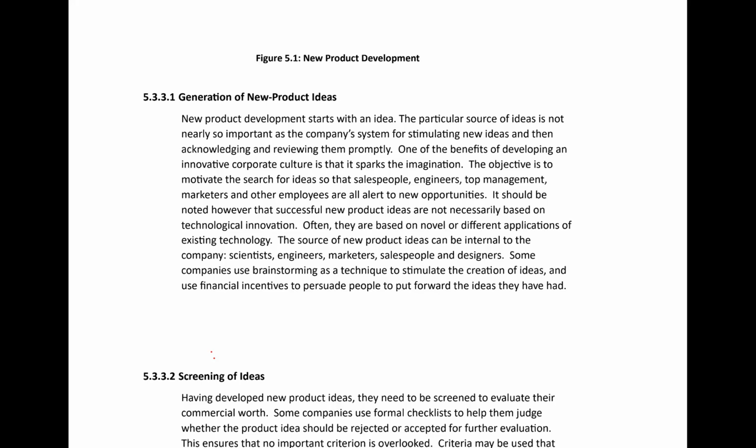It should be noted, however, that successful new product ideas are not necessarily based on technological innovation, right? They are usually based on the novel and different application of existing technology. So the source of the new product idea can be internal to the company, right? From the scientists, the engineers, the marketers, the salespeople, and designers, among others, though some companies can still sit down to brainstorm to generate the new ideas.